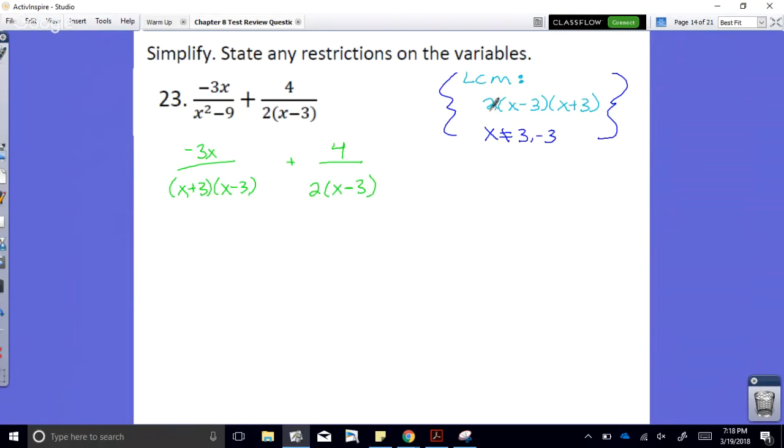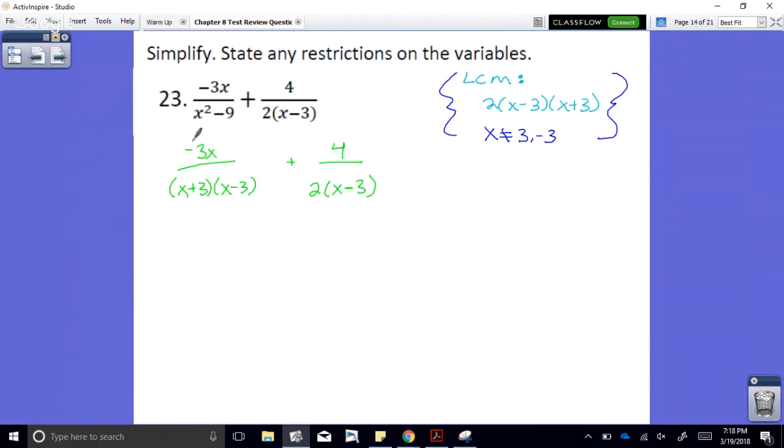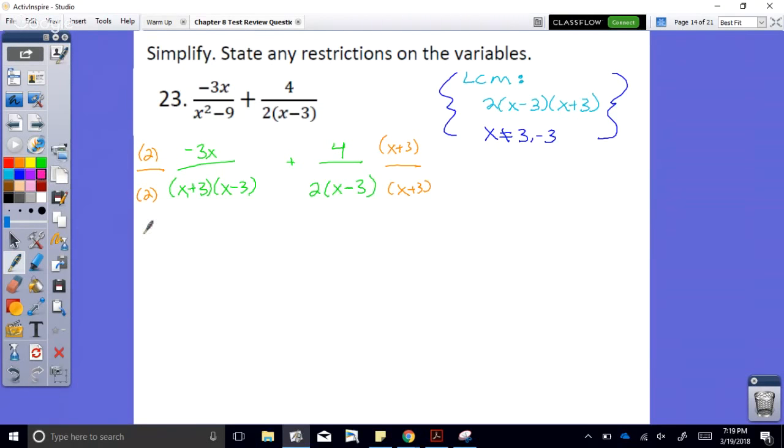The 2 out in front is just a number. Since it doesn't have an x, it does not affect my restrictions. Okay, we're then going to take each fraction, and we've got to multiply by what's missing. So if you look, the first fraction has an x plus 3 and x minus 3, but it's missing a 2, so we're going to fancy 1 times 2. The second one has 2 and x minus 3, so we've got a fancy 1 by x plus 3 over x plus 3.